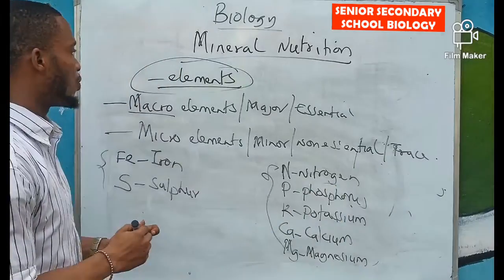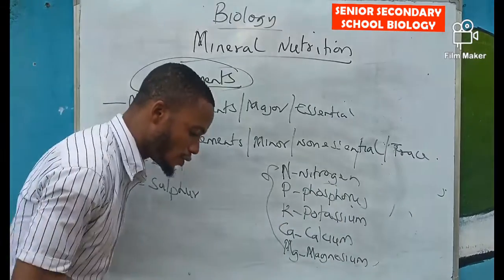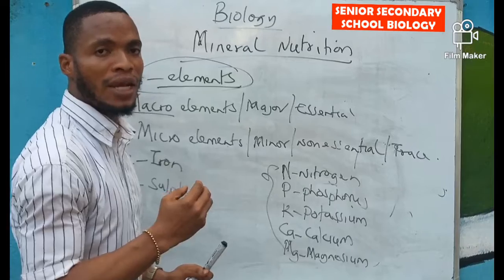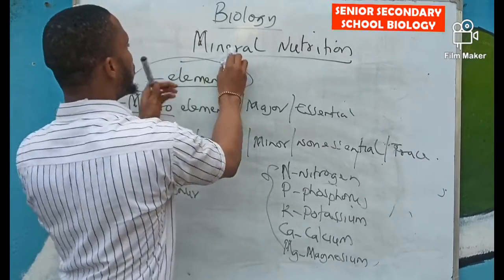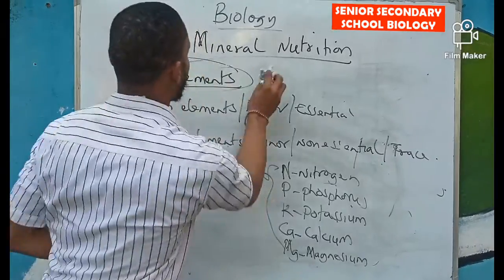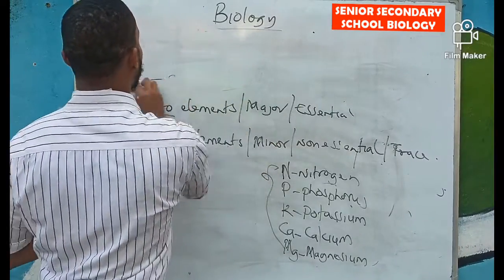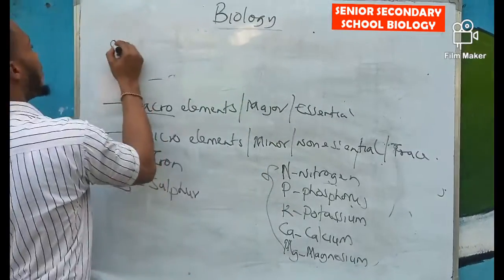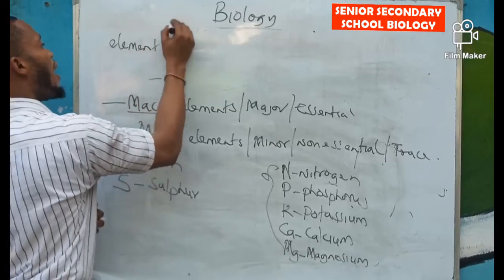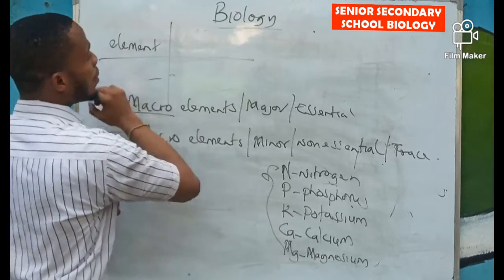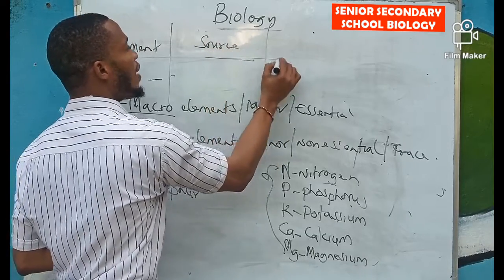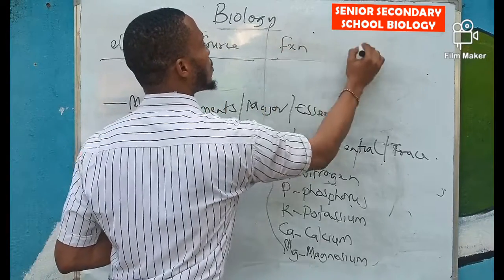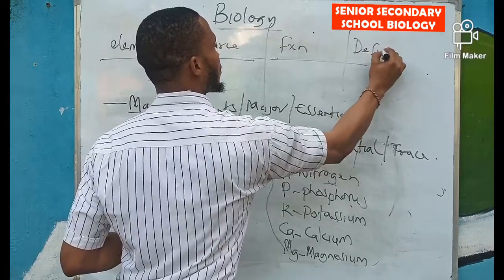Nitrogen. Now, how do plants get nitrogen, and what does it do for the plants? And when plants don't have it, what do they suffer from? Now, let's use a table to do this. Nitrogen will have the elements. We'll have the source. We have the function. Then we'll have the deficiency.